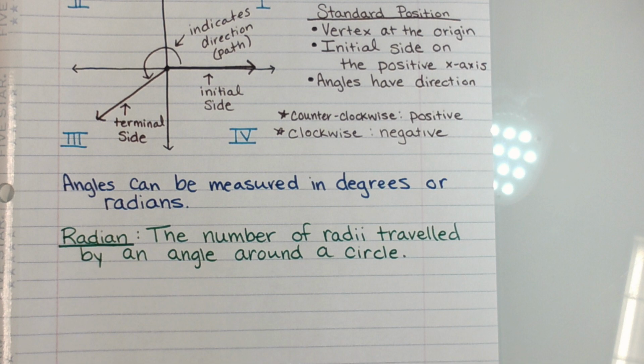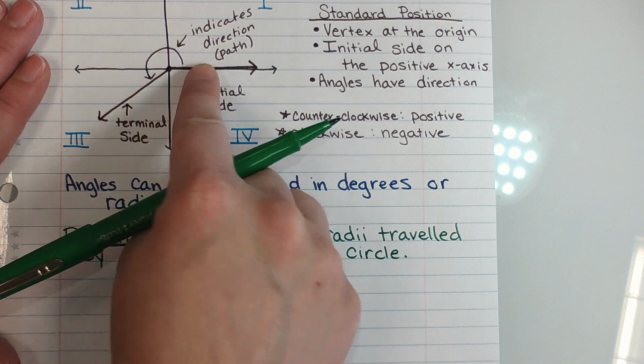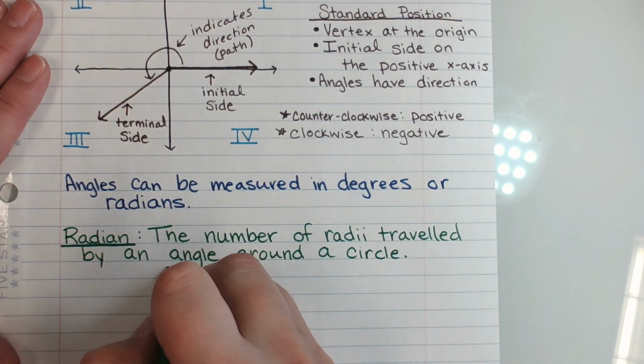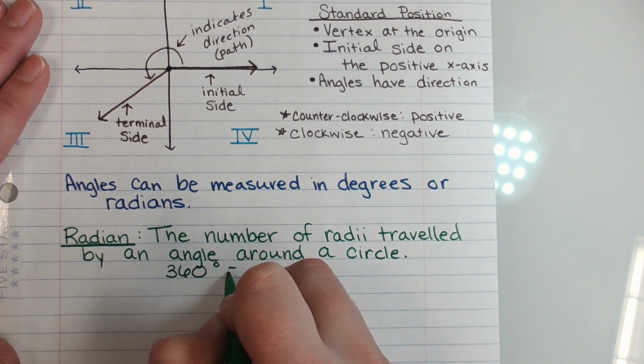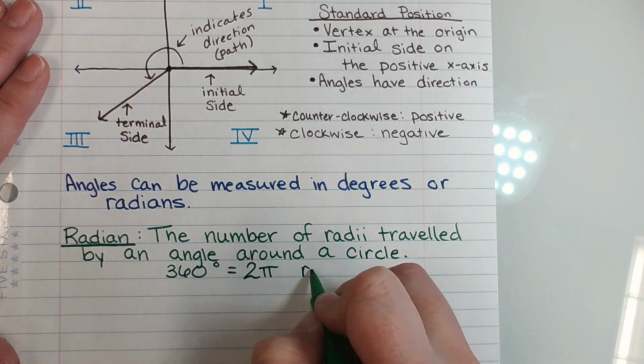And if circumference is 2 pi r, how many radii fit around the edge of the circle? 2 pi. 2 pi of them fit around the circle. It's about like 6 point something. Pi is 3.14159, etc. So, if you want to go all the way around a circle, which is 360 degrees, that is equivalent to 2 pi radians.